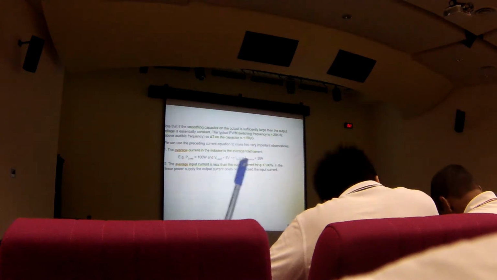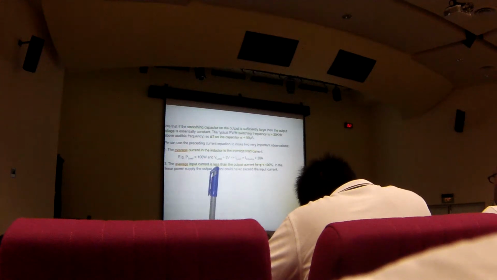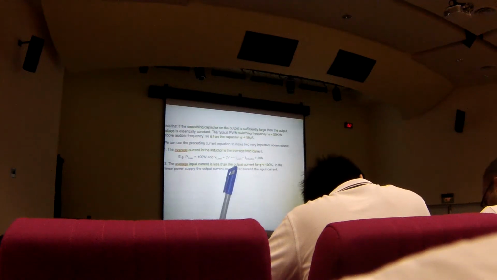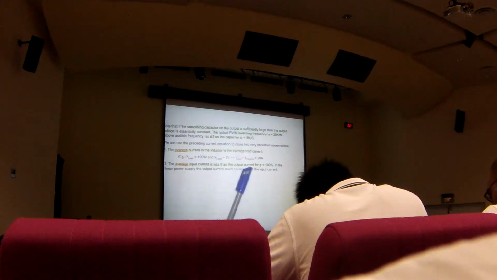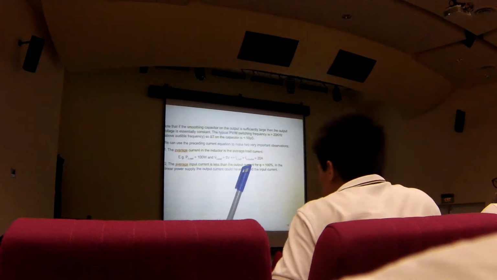You can use the preceding current equation to make two very important observations. First of all, the average current in the inductor is the average load current. So for example, if the power that you want to supply to your load is 100 watts, and the voltage across the load is 5 volt, and you know that current to your load is 20 ampere, that is the same current that is to your inductor.